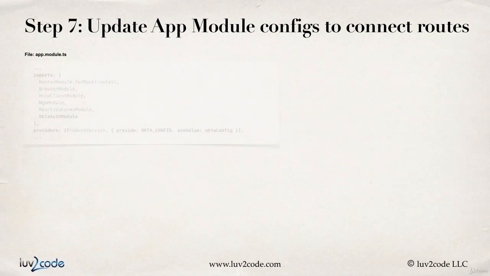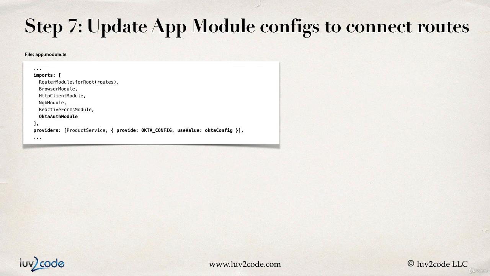We also need to make another update here to the app.module.ts. In the imports section, we need to import the Okta auth module. Basically this gives us access to the different components defined in the Okta auth module. And then for providers, we give a reference to Okta config. This allows us to perform dependency injection of the Okta auth service into different parts of our application.